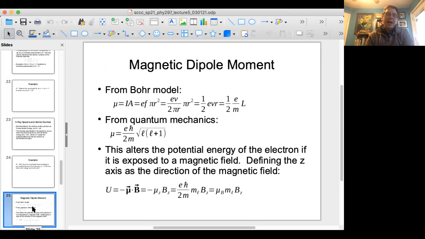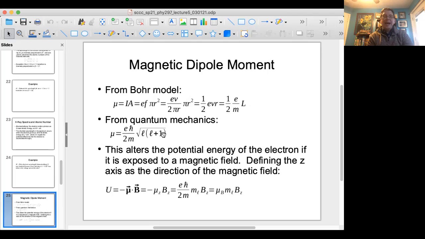So then we talk about how you find the other substates. So you have the Bohr model, and you can write the magnetic dipole moment in terms of the angular momentum, capital L, or in terms of the square root of script L, L plus 1, so the quantum number. So the magnetic dipole moment becomes e times h bar over 2m times the square root of L times L plus 1. And this alters the potential energy of the electron if it's exposed to the magnetic field.